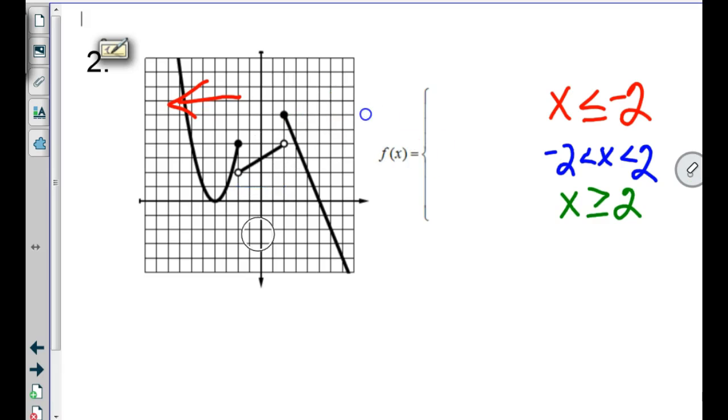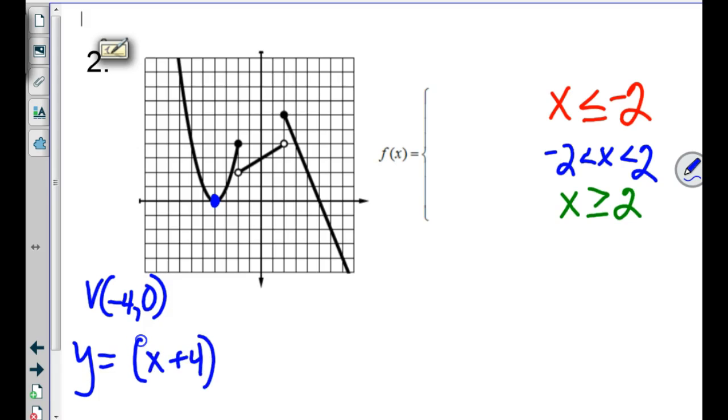Okay, now what? This is actually part of your quiz, is finding equations of things. We already did this, though, with parabolas. Where's the vertex? Is it -4 or 5? -4, 0. So the equation looks like y equals x plus 4 squared plus 0, which we could ignore. 1, 2, 1, 2, 3, 4. Isn't it 4? Okay.